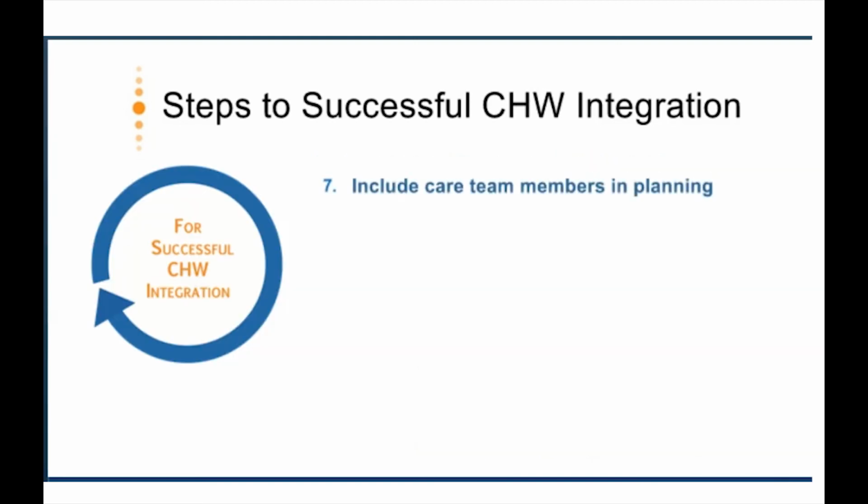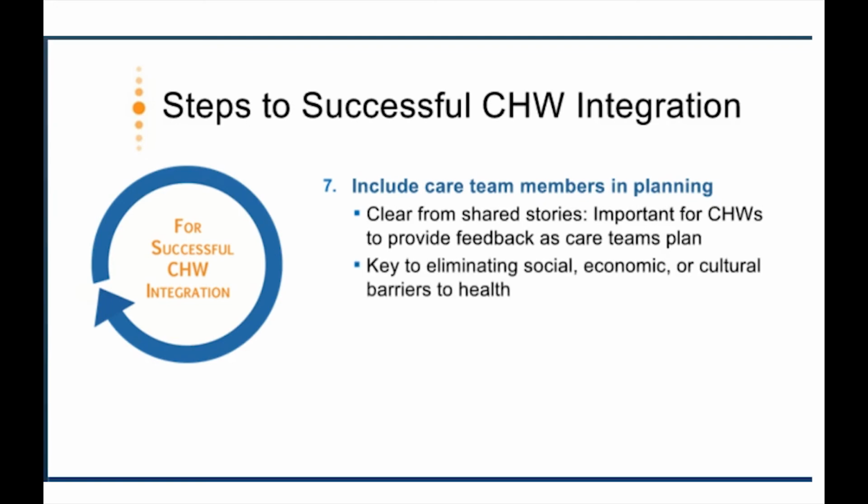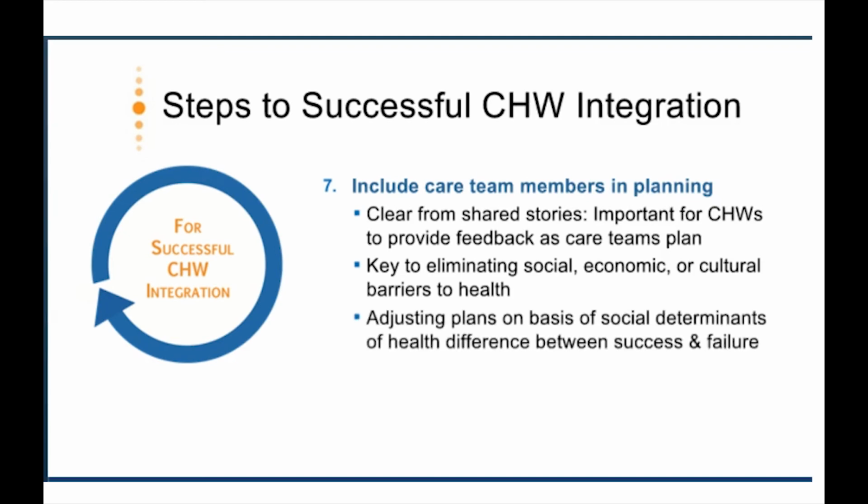Step 7 addresses the importance of including CHWs in planning. It should be clear from some of the stories that have been shared how important it is for CHWs to provide feedback as care teams plan for the physical and mental health of patients. This is key to eliminating potential social, economic, or cultural issues that could become barriers to health. Adjusting care plans on the basis of social determinants of health will often be the difference between success and failure.